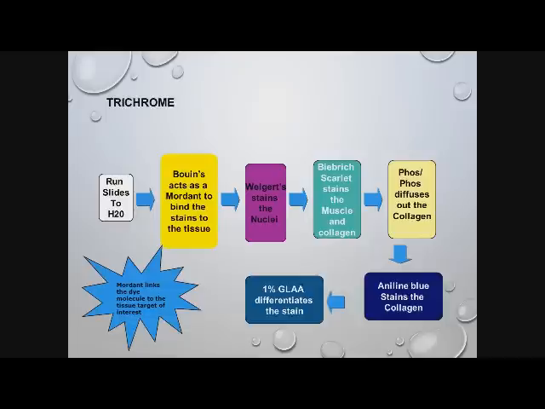Here's a pictorial of a trichrome. Again, we're going back to that concept of mordancy. In this case, Bouin's acts as a mordant to bind the stains to the tissue. Weigert's doesn't need Bouin's, but Biebrich scarlet definitely needs Bouin's, that mordant, to react with the muscle. In this case, it will stain the muscle and the collagen all red. So we have to diffuse out the collagen. We want the muscle to be bright red, but we don't want the collagen to be purple when it's blended with the aniline blue. So the phosphomolybdic phosphotungstic acid diffuses out the red from the collagen, making it acceptable to the aniline blue, and we get a nice blue collagen and a great differentiation. We use 1% glacial acetic acid to differentiate the stain at the end.